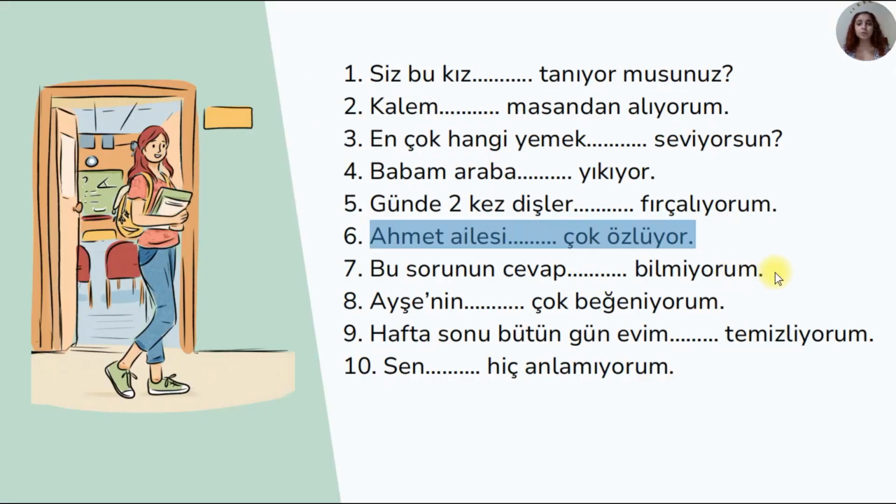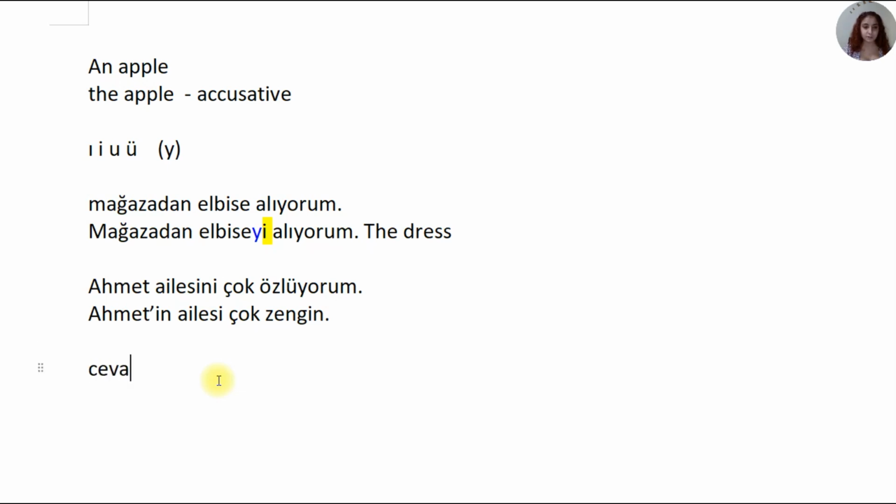Next one. Sonraki. Bu sorunun cevabını bilmiyorum. I don't know. Bilmiyorum. Neyi bilmiyorum? Bu sorunun cevabını bilmiyorum. Cevabını. Let me write here for you. Cevabını. P becomes B sound. Cevabını bilmiyorum. Because sorunun cevabı, this is already possessive, and it means the answer of the question. Sorunun cevabı. And I said sorunun cevabı is the object of the sentence, and that's why I need to use a helping letter in possessive context, and it's supposed to take the accusative case suffix at the end of it because of being object. Sorunun cevabını bilmiyorum. I don't know the answer of the question.